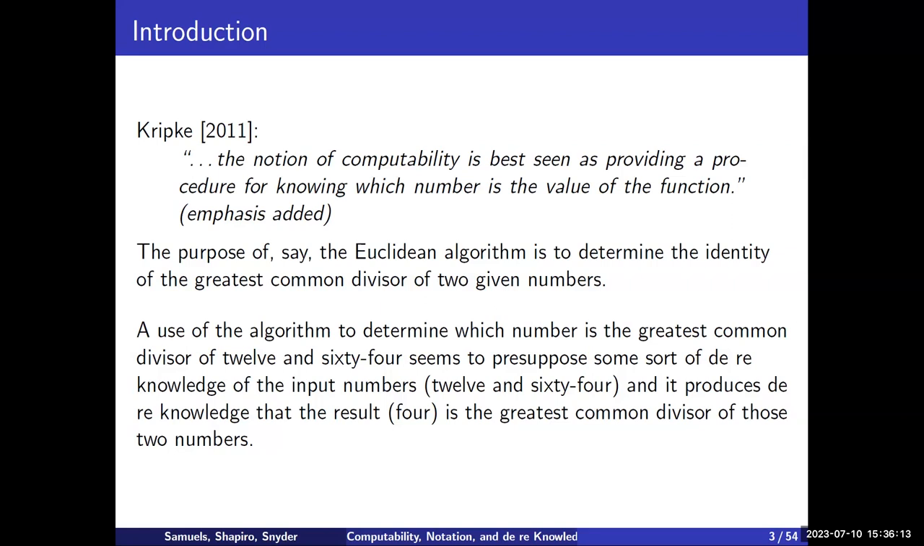of two given numbers. A use of the algorithm to determine which number is the greatest common divisor of 12 and 64 seems to presuppose some sort of de re knowledge of the input numbers, that is 12 and 64, and it produces de re knowledge of the result, that the result 4 is the greatest common divisor of those two numbers.